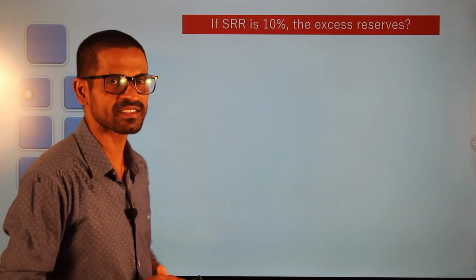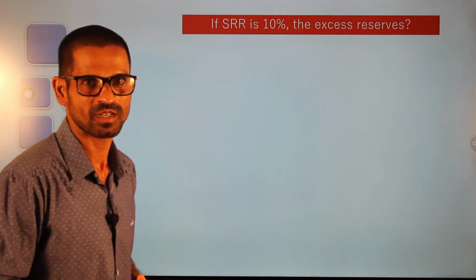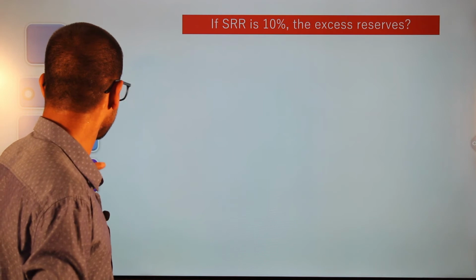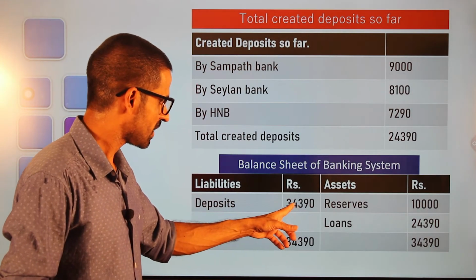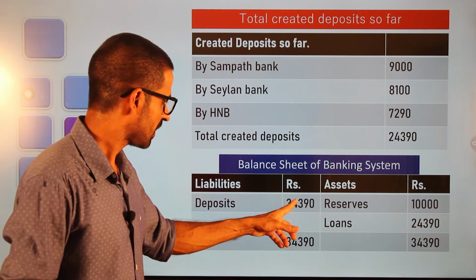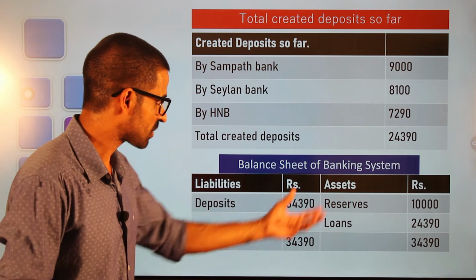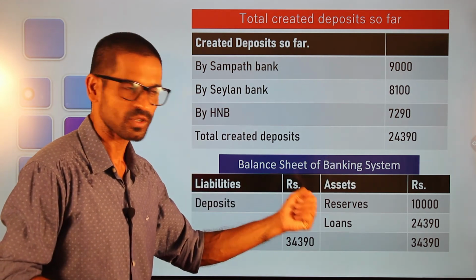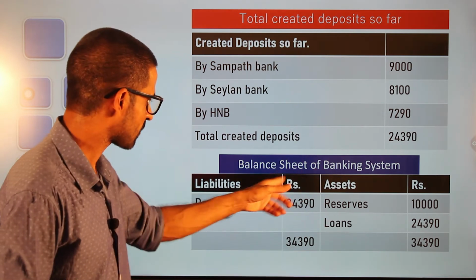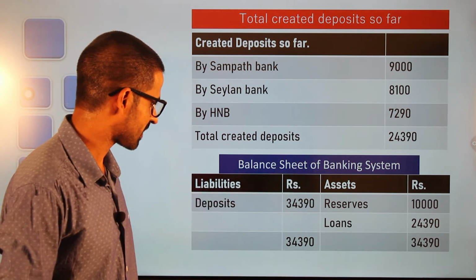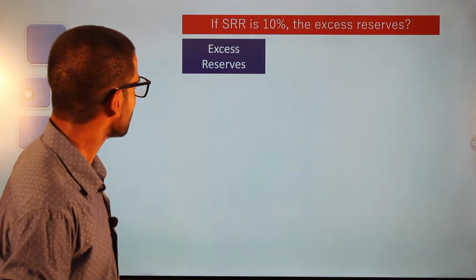If SRR is 10%, what is the excess reserve in the banking system now? Same way, you have to calculate it in the same way, right? You have to calculate 10% of this one, 34,390, which is 3,439, and actual reserve is 10,000. So actual reserve minus required reserve is the excess reserve. 10,000 minus 3,439, right? That will be the excess reserve.